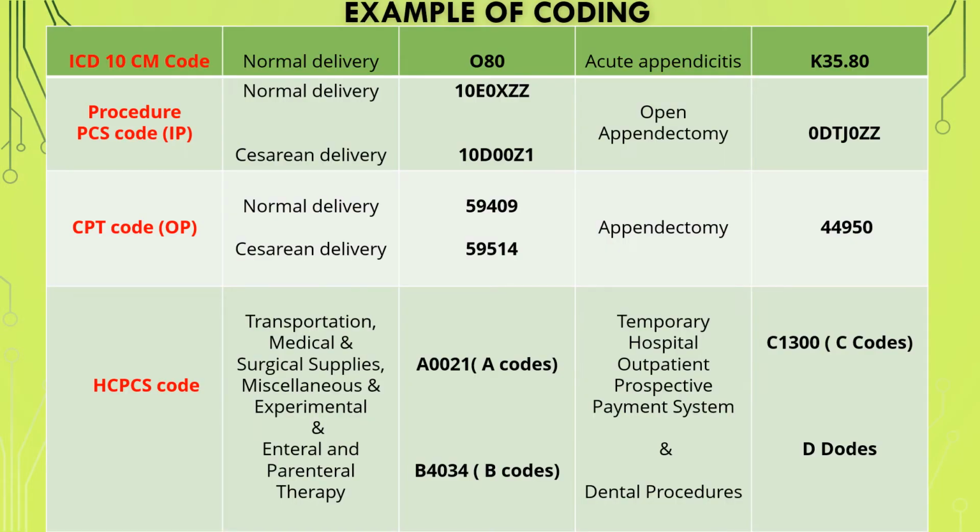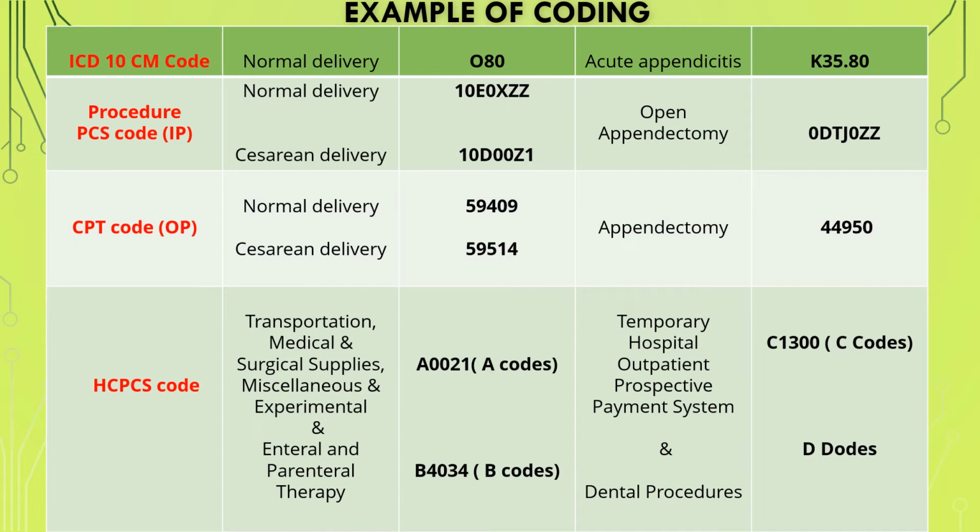If a patient was admitted for normal vaginal delivery without any complication, the ICD-10-CM code would be 080. For appendicitis, the code would be K35.80. For the normal vaginal delivery procedure done in an inpatient setup, the code would be 10E0XZZ. Okay. For OP setup, normal delivery, the code would be different.